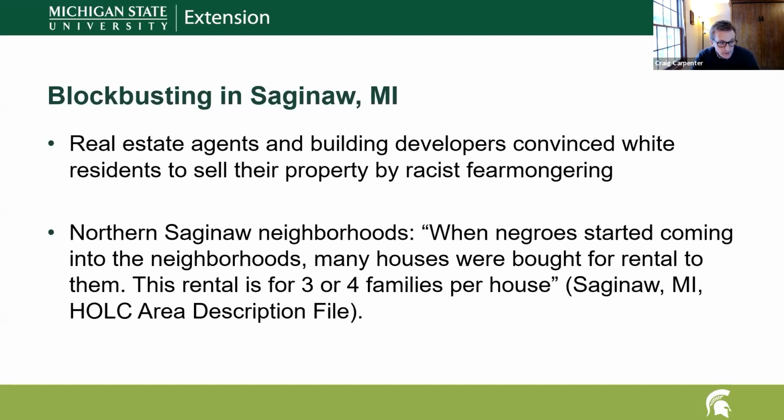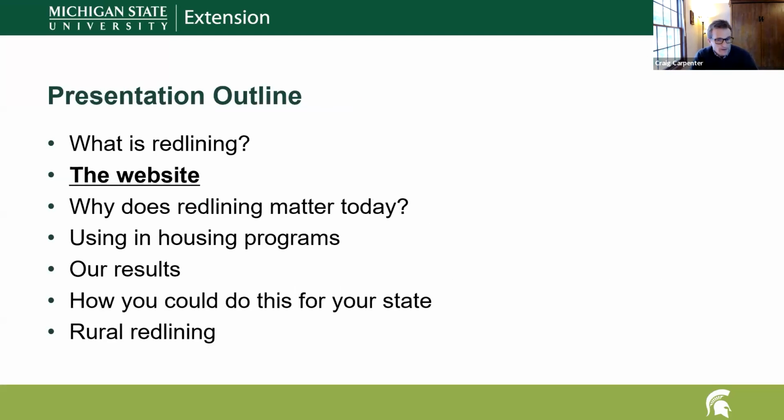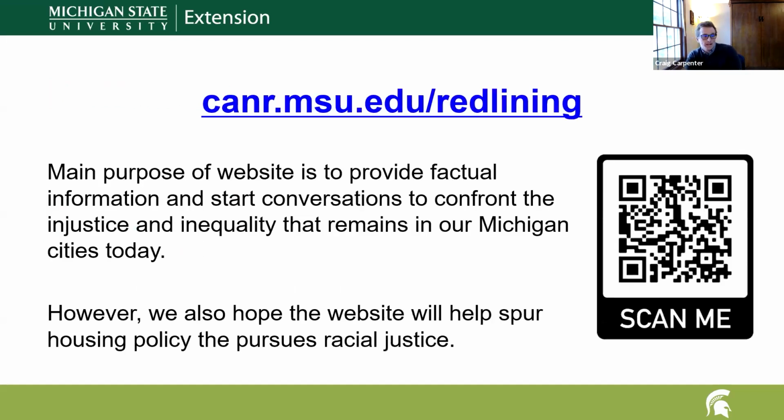So if this was in the 30s and 40s, why does it still matter today? Well, as I mentioned, we made this website, and you can jump to it now. The main purpose of the website is to provide this factual information to help start conversations about the injustice and the inequality that remains in Michigan cities today. And we also hope that the website will help spur housing policy that pursues racial justice and housing justice for people in Michigan.